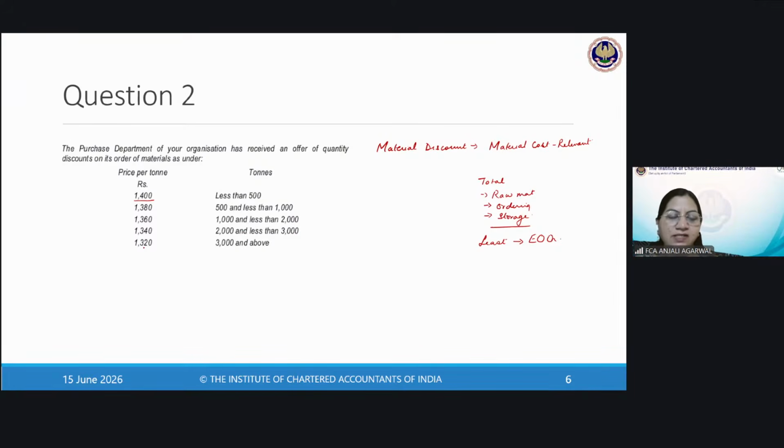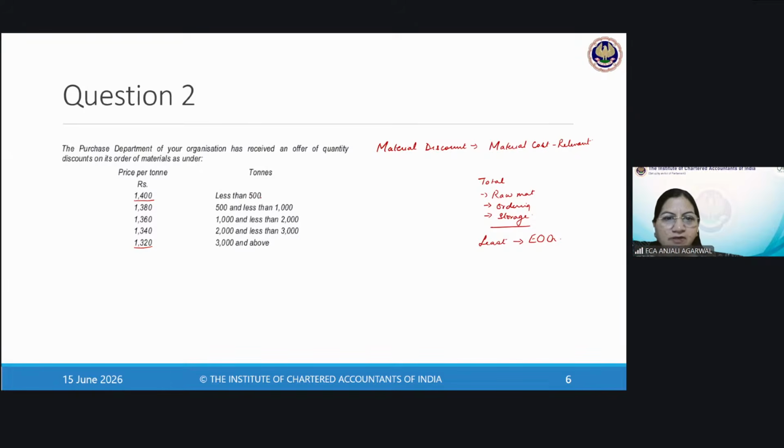And if the order size is 3,000 or above, the raw material will be further available at a lower price of 1,320. So the vendor is offering us successive discounts. What should be the EOQ here? So in this, the raw material cost will also become relevant.